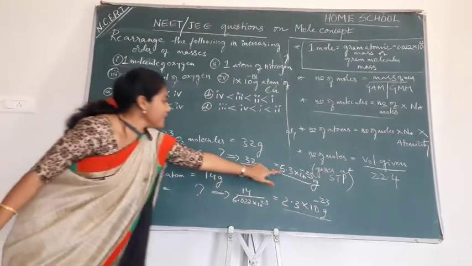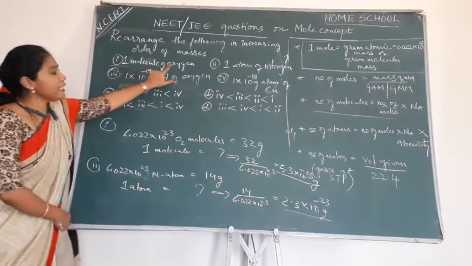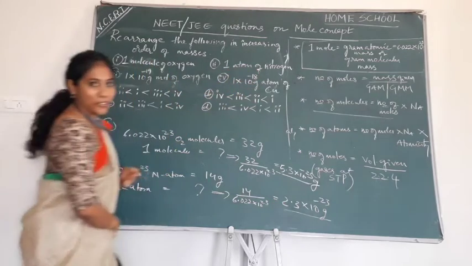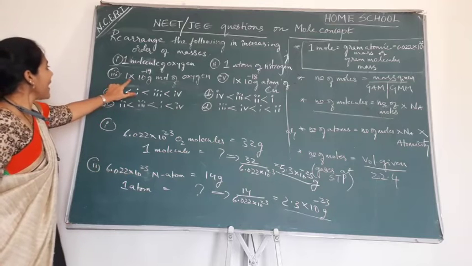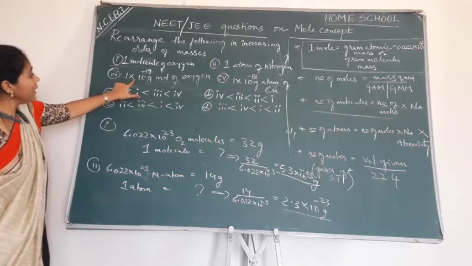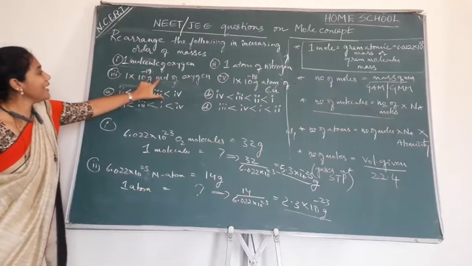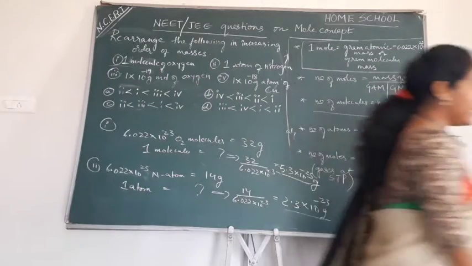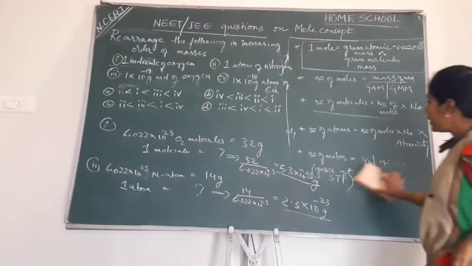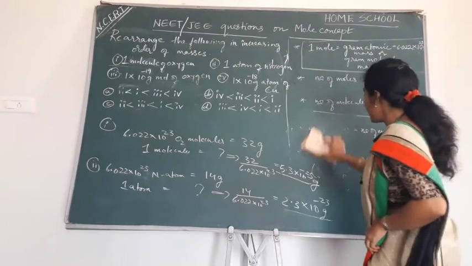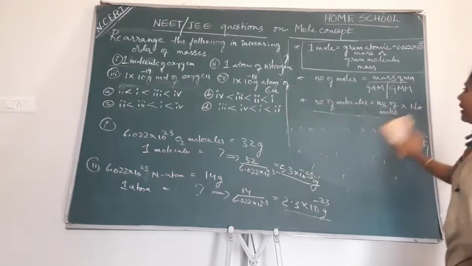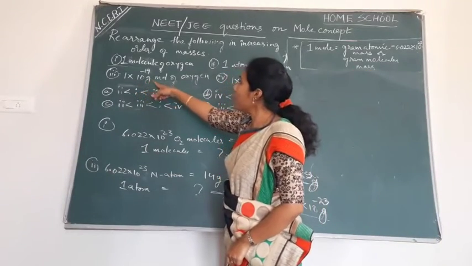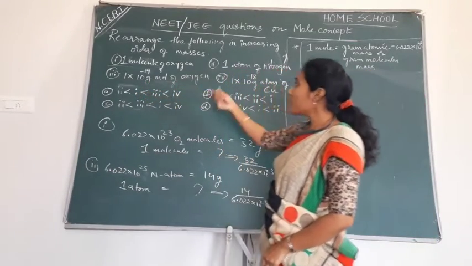Okay, so this is the mass of one molecule of oxygen, and this is the mass of one atom of nitrogen. Now let us calculate the mass of 1 into 10 to the power of minus 19 gram moles of oxygen. Okay, so let us see how to calculate that. Let me erase these formulas since it is the last question I am discussing.